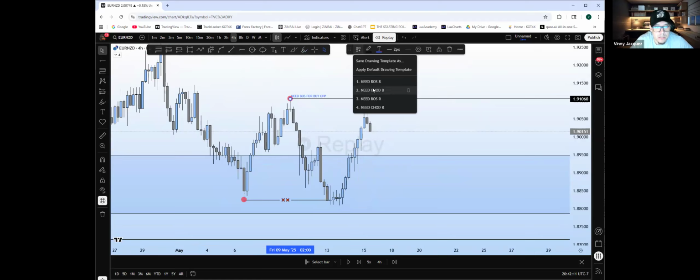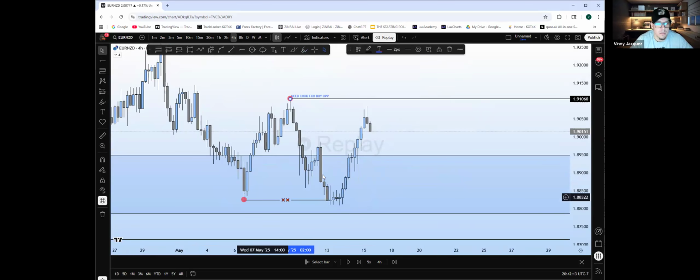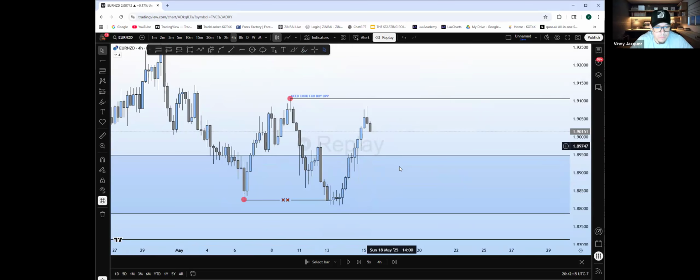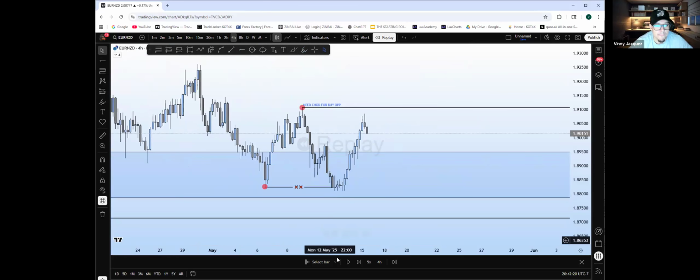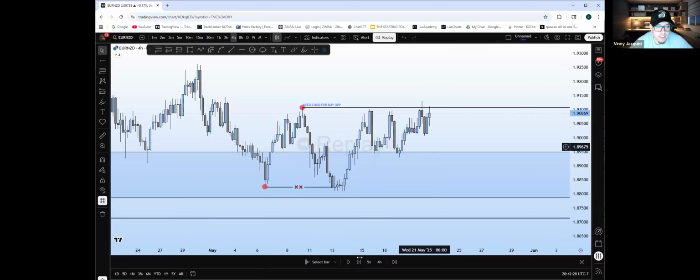Need change of direction for buy opportunity. Now let's take a look. Now we wicked it. For me, that's not a change of direction just yet. Let's see if we can get a candle above. Awesome. That is a candle above. That is a change of direction for me.